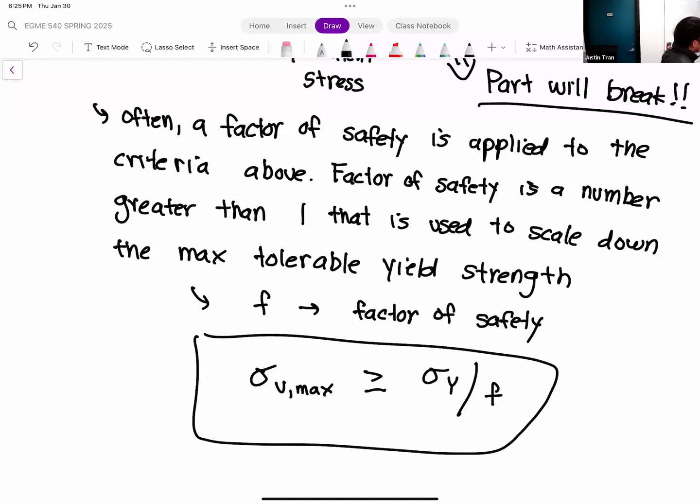For a simple case, let's say we have a factor of safety of 2. Then the maximum stress that you can tolerate is half of the yield strength. That's usually pretty safe, but it depends on what you're designing. If you're designing an airplane, then a factor of safety of 2 is great. If you're designing a bridge, then 2 probably may not be enough. It depends on your application. What the factor of safety does is effectively lower your strength.